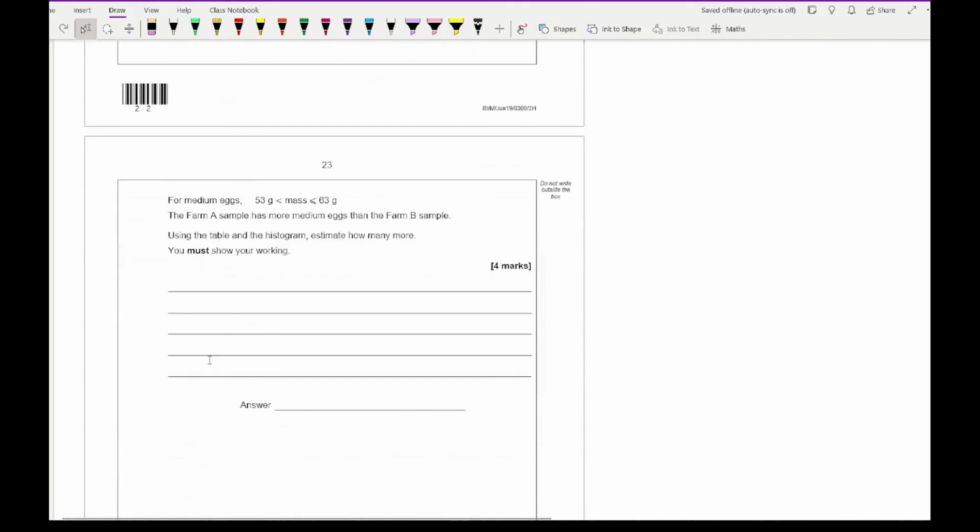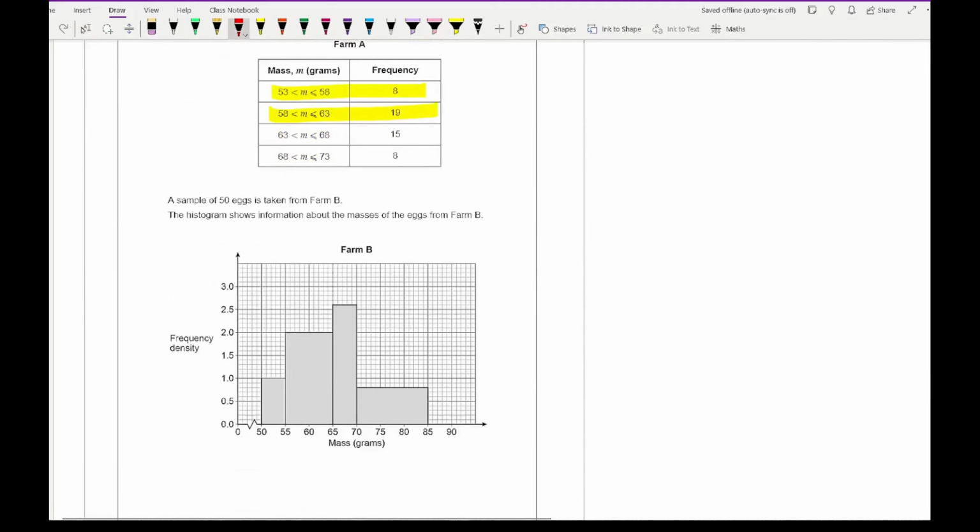So let's just start by writing that out. So farm A has 28 medium eggs. Actually, it's not 28, it is 28. So now what we need to do is work out what this range is. Now 53 on the histogram is here, and 63 is here. Now what I need to do to work out the number of eggs that fall within there is work out the area of these two rectangles that I am now highlighting.